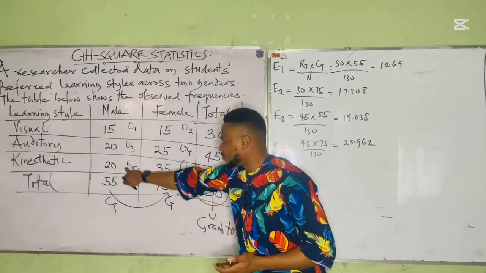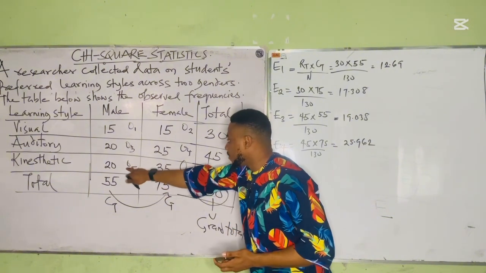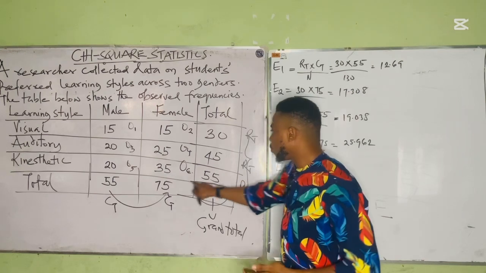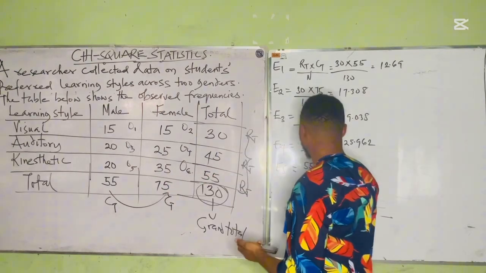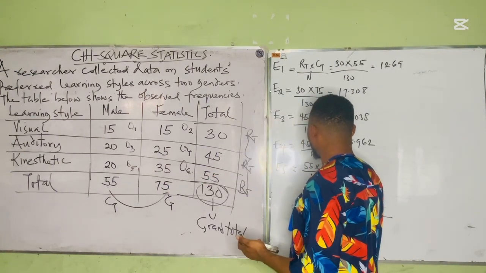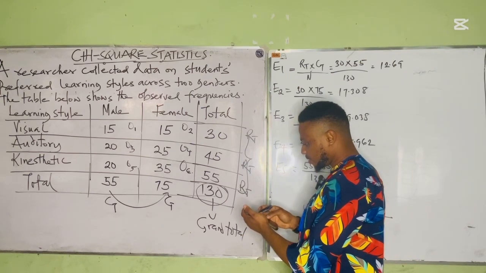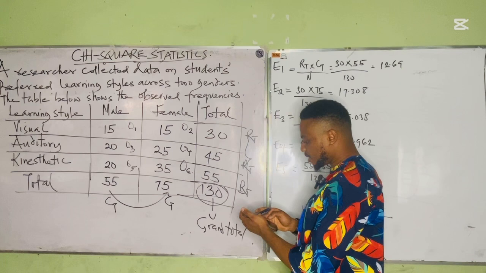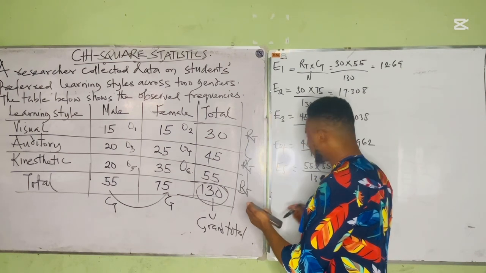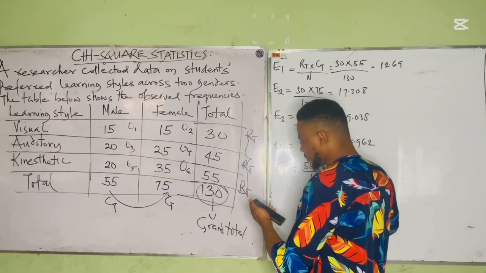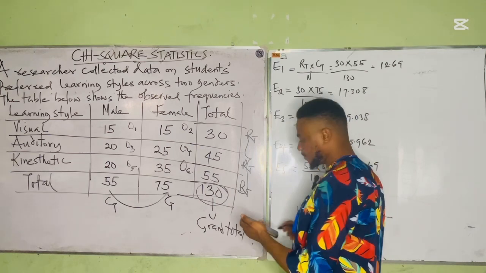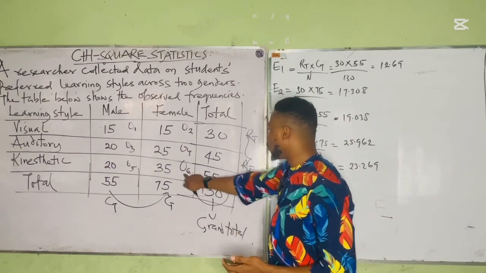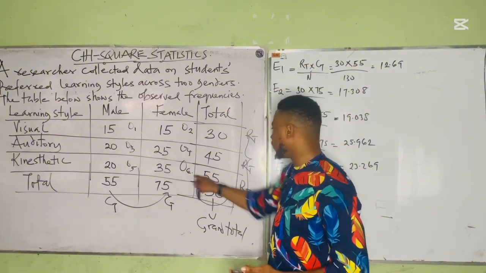Then let's do E5. E5 is for O5. 20 is our O5. The row total for it is 55. The column total for it is also 55, divided by 130. So we say 55 times 55, this will give us 3,025. Then dividing it by 130, this will give us 23.269.